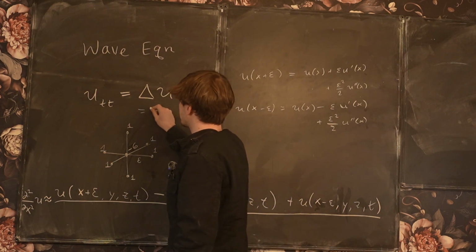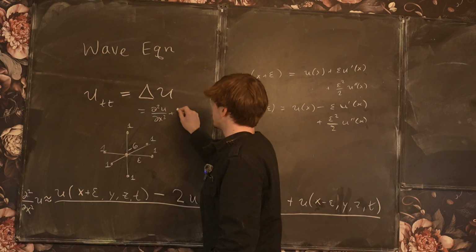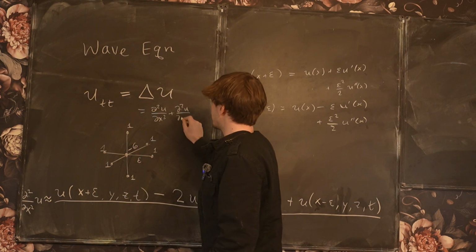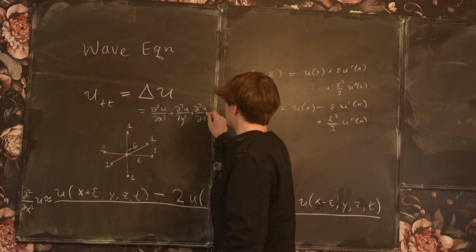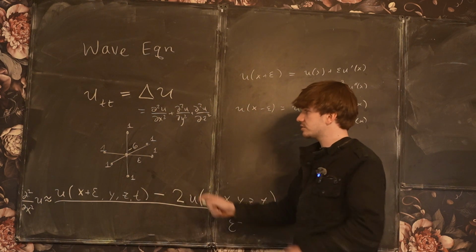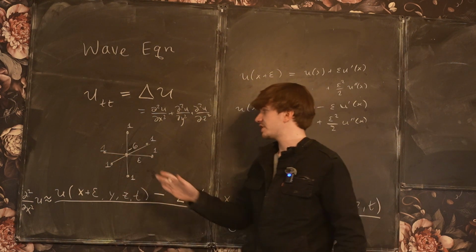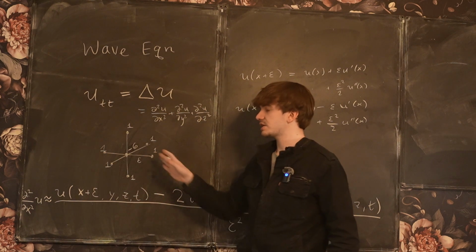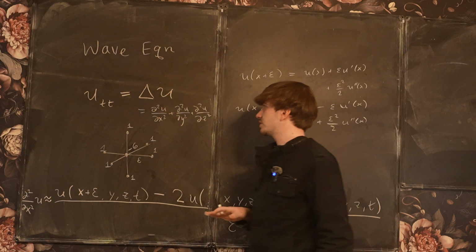This is equal to partial squared u over partial x squared plus partial squared u over partial y squared plus partial squared u over partial z squared. And so we can form all of these discrete approximations of the second derivative in one dimension and then just sum them all together. And that will give us the discretization of the Laplacian.